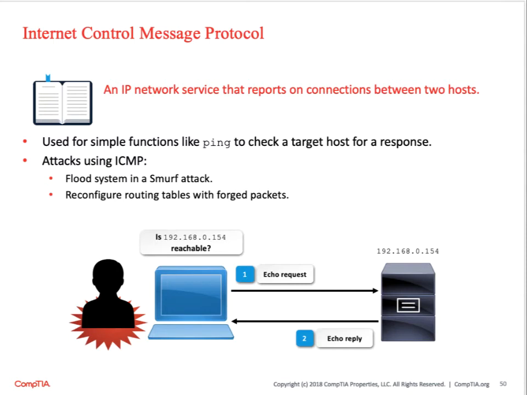Internet Control Message Protocol. So this is our pings, right? A lot of times. This is an IP network service that is going to report on connections between hosts. It's used for simple functions like ping. Attackers are going to use ICMP packets to check for host availability once they get into a network. And this information is going to help them to decide which way they want to go within a network.